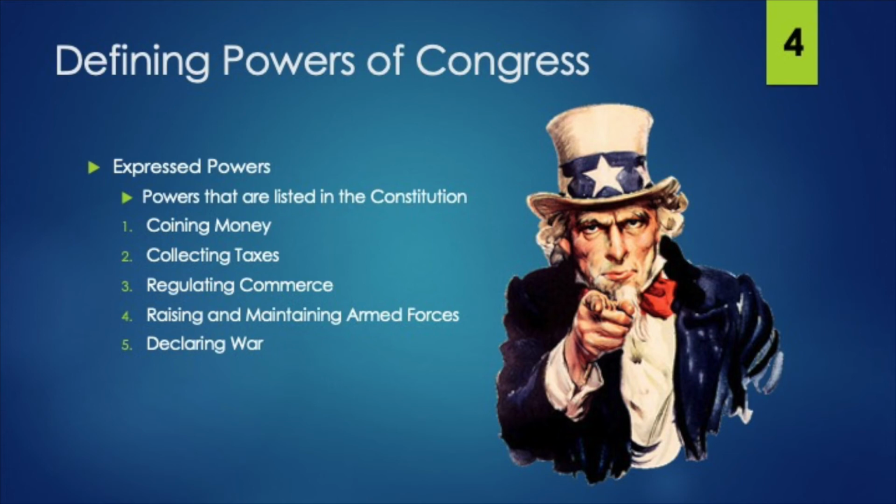Next one is to raise an army, and that was difficult in the early days of the United States, but today we're 2 million strong, and Congress can raise or lower that number and can do so with incentives and mandatory retirement ages for its soldiers. And the last express power is to declare war. Only Congress, not the president, can declare war.